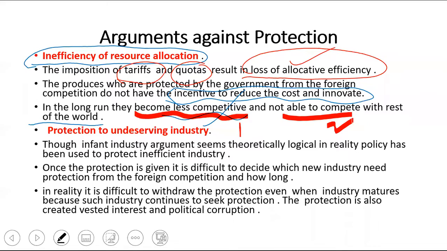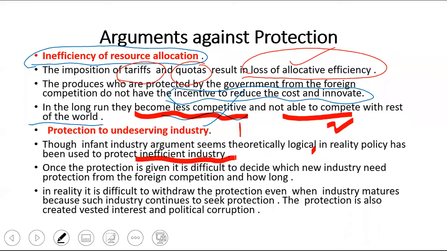Whom to give protection, and how much? Sometimes protection is given on political grounds. This person is from my party, he is useful to my party, therefore I will protect his industry. It is not that this industry requires protection. So the infant industry argument is theoretically logical. In reality, the policy has been used to protect inefficient industry.